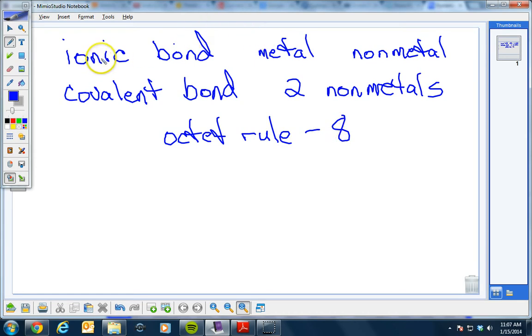In an ionic bond, it's a metal and a non-metal, and it's a transfer of electrons. In a covalent bond, instead of a transfer, the electrons are shared. Another way to think about this would be like they're holding hands. Each atom has a hand out, and when they hold hands, that forms a bond that actually holds it together.